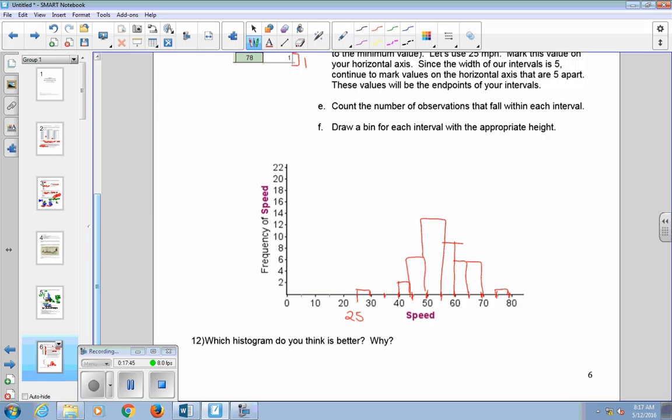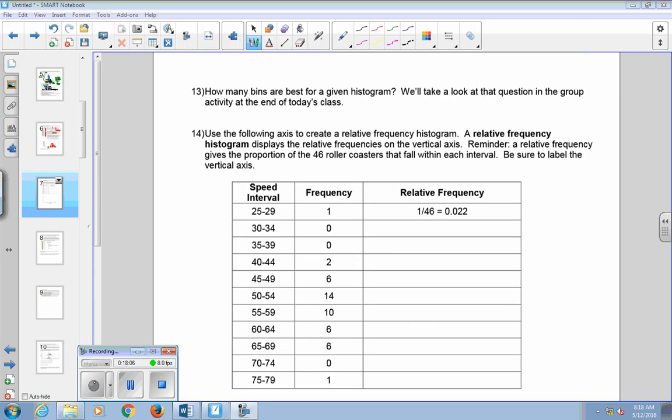And there's our histogram. Okay, so which histogram do you think is better and why? That's somewhat subjective as well. So notice that this histogram has a few more bins than the other one, so it's giving us a little bit more detail. We'll explore this question in more detail in your activities today. Okay, so number 13, how many bins are best for a given histogram? Again, we'll take a look at that question in the group activity at the end of class.